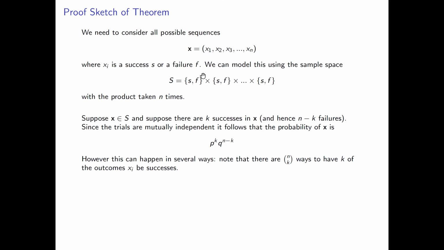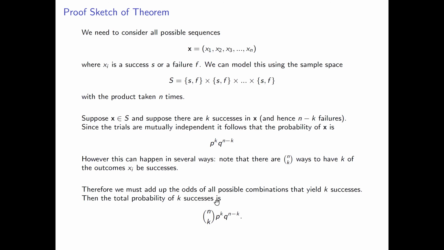Because I want to pick some subset of k elements and assign them all to be successes. How many ways are there to do that? There's just this binomial coefficient, n choose k. So there are n choose k ways to pick k of the outcomes to be successes, and each individual outcome has the probability that we just calculated. So to get the total probability of having k successes, I just have to add up all these individual possibilities. This is equivalent to multiplying the first quantity we derived by the binomial coefficient n choose k. And that's basically where the theorem comes from.